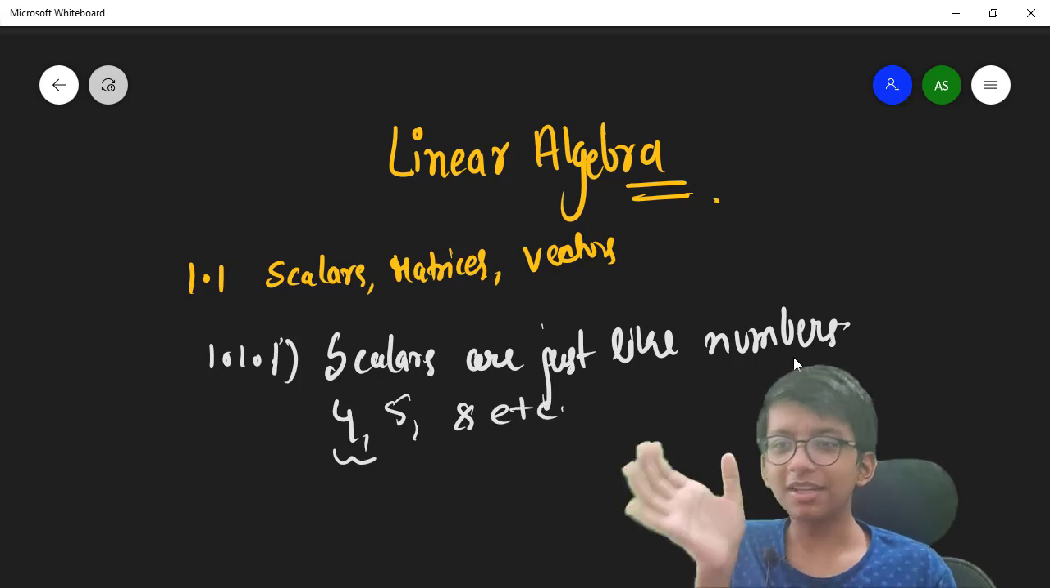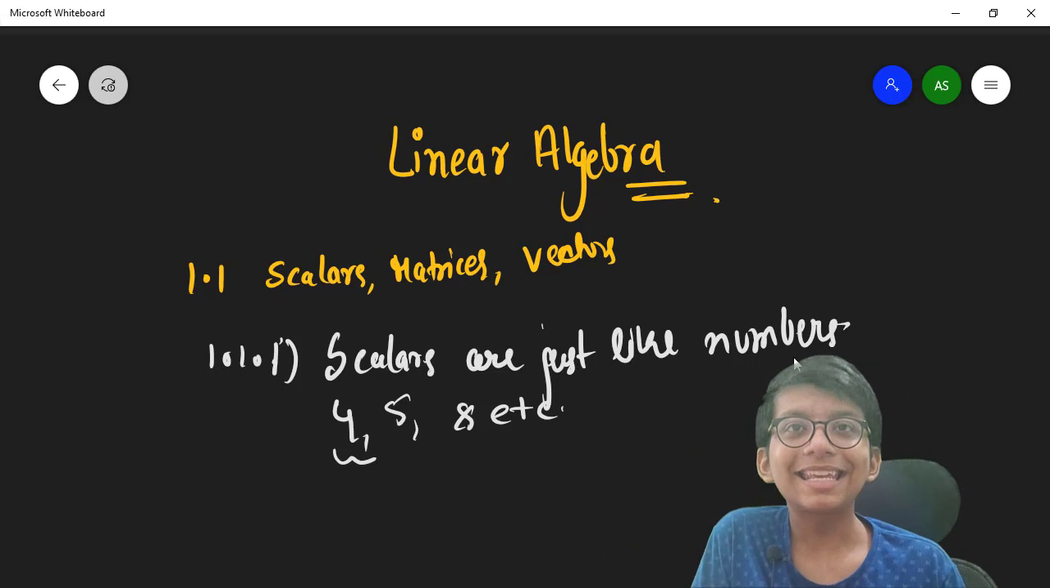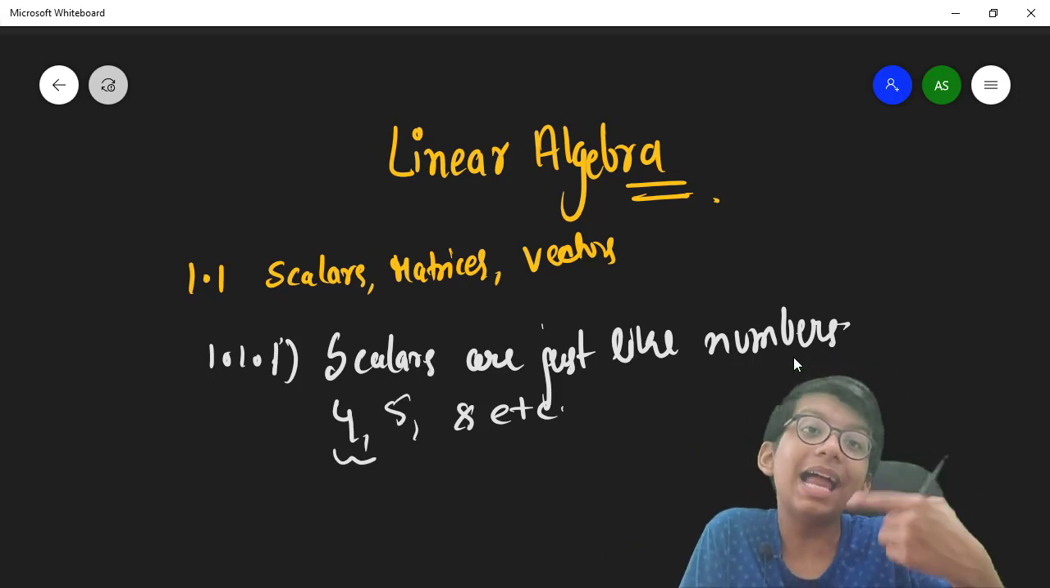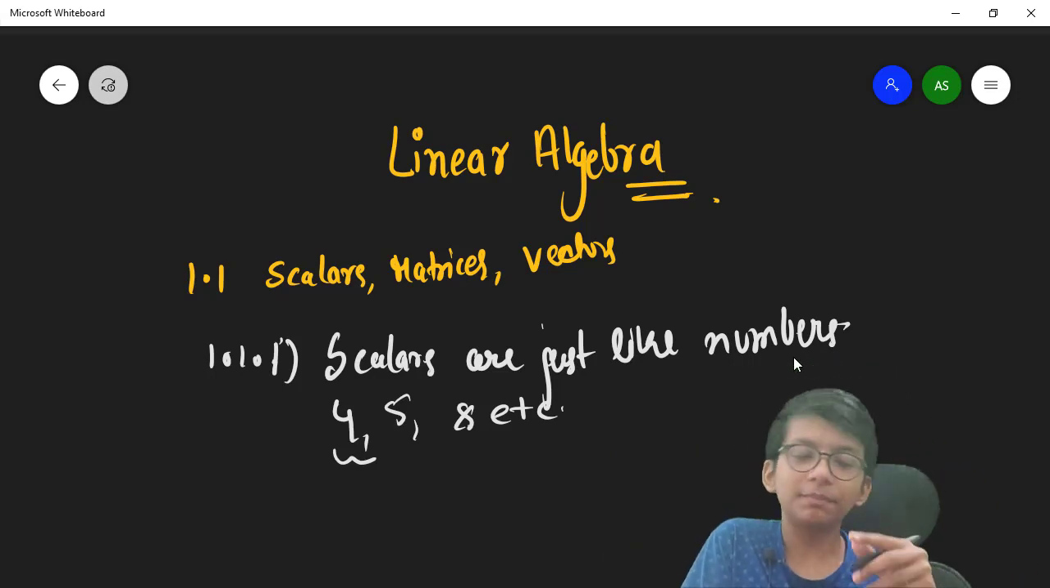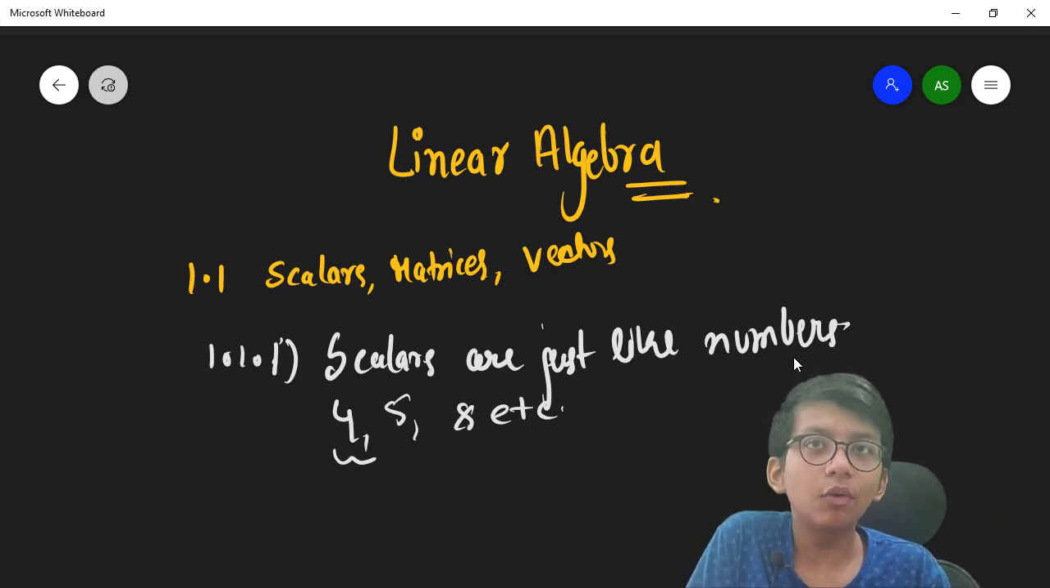Okay, so these are scalars, and how are scalars denoted? Scalars are denoted in italic form, in lowercase. For example, you denote this 4 in italic form and store it into a variable. So in italic lowercase, a equals 4. So a here is a scalar.